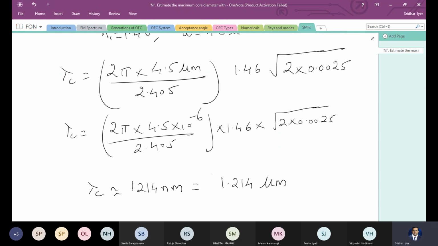Okay, I hope this was clear. All you need to do is first understand what values are given, and then based on that, what parameters we need to find.